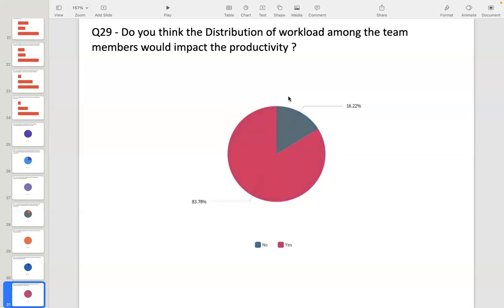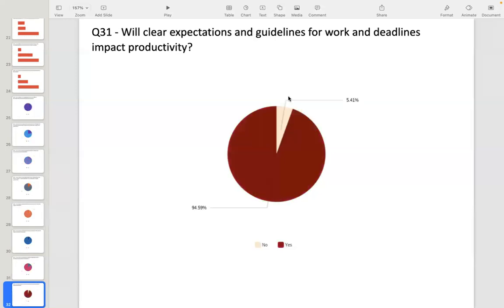And then this is again an organizational question. We wanted to ask the respondents, and we wanted to see if the distribution of workload among team members is impacting the productivity or not. This is more related to a documentation-related question. And it is also more of a user requirement question. So we were expecting a majority yes, and we also got that from the survey.